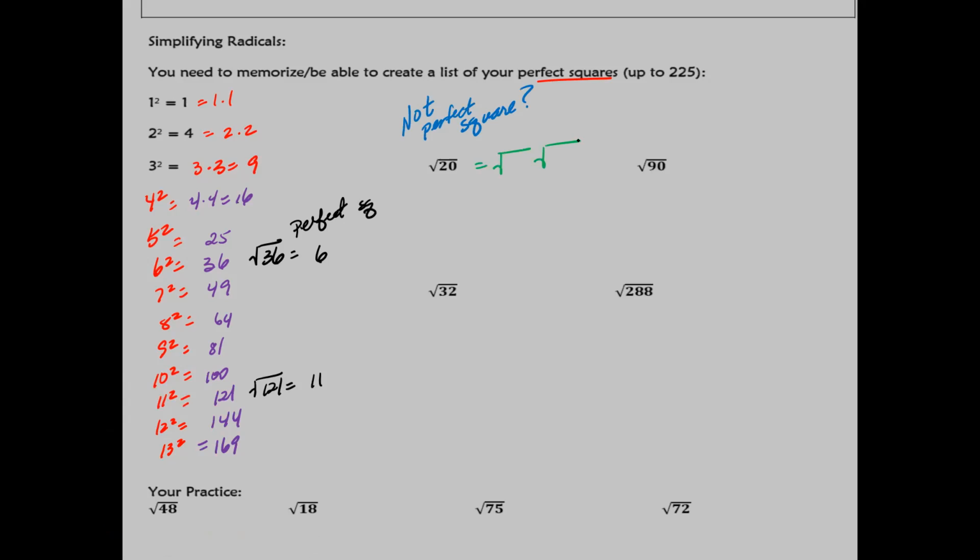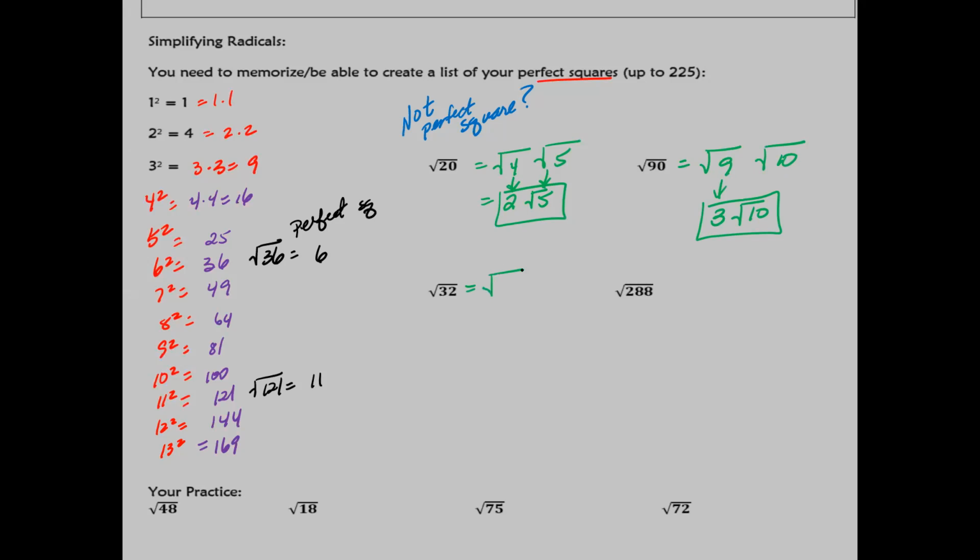So I'm going to ask you, what 2 numbers multiply together give me 20, but one of them is a perfect square? How about 4 and 5? You know that the square root of 4 is 2, and then you just put 5 with it in the square root. Let's take a look at the square root of 90. What 2 numbers multiply together give me 90, but one of them is a perfect square? How about 9 and 10? You know that the square root of 9 gives me a 3, and you just keep the 10 in the square root.